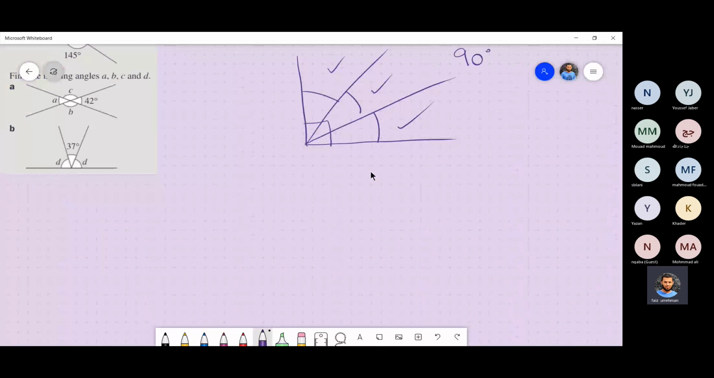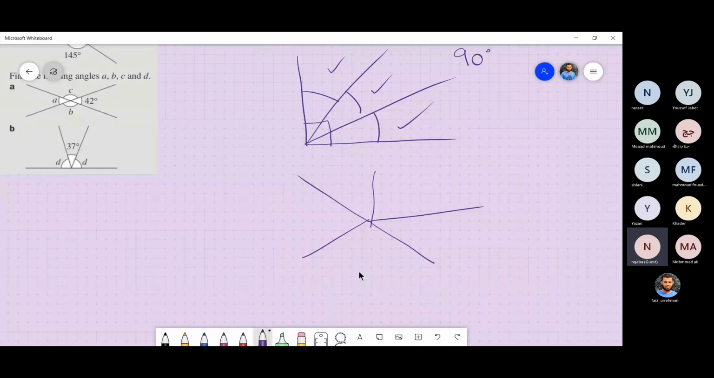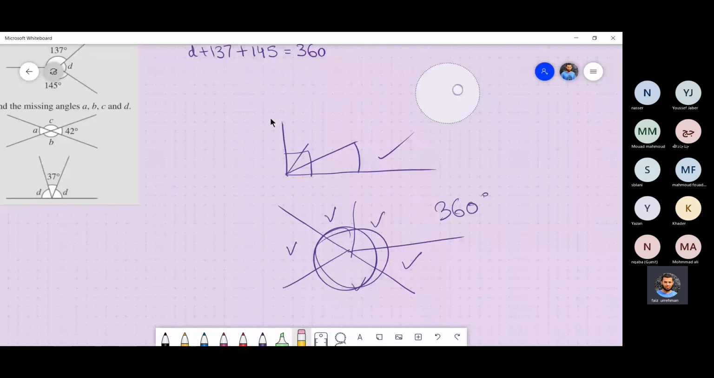Similarly, if this is a complete turn and I'm making multiple angles like this, how many angles can you see in this figure? 5 angles. So if you add all these 5 angles, what should you get? 360, because they are forming a complete turn, a complete circle, one complete revolution.